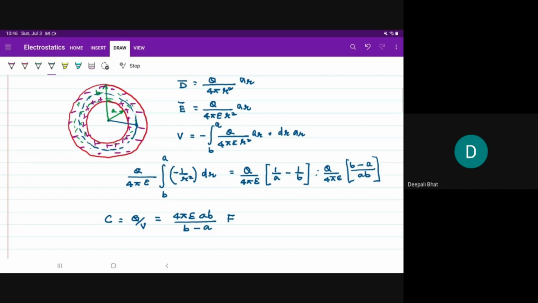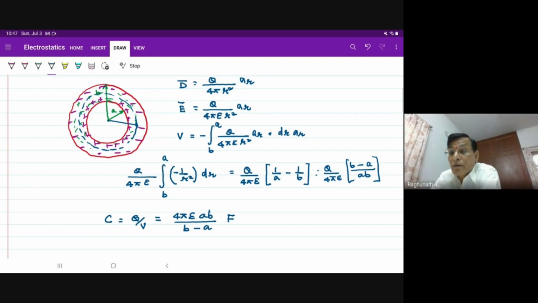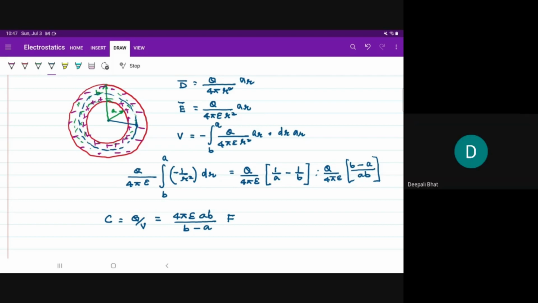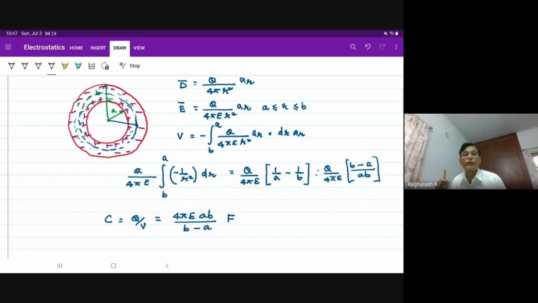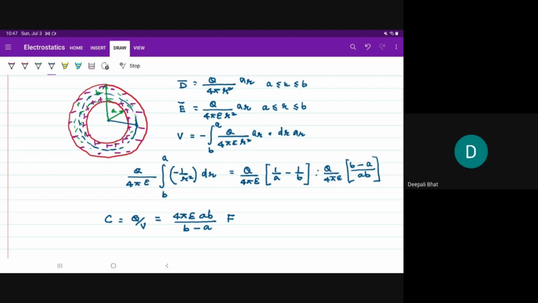I'm thinking like E is equal to D by epsilon, right? So if electric field is there... No, the electric field will not be there inside the inner sphere. I only discussed it for the region a less than or equal to r less than or equal to b. In between only we spoke about. I spoke about this in Gauss law applications, because of which I just kept aside the other regions.